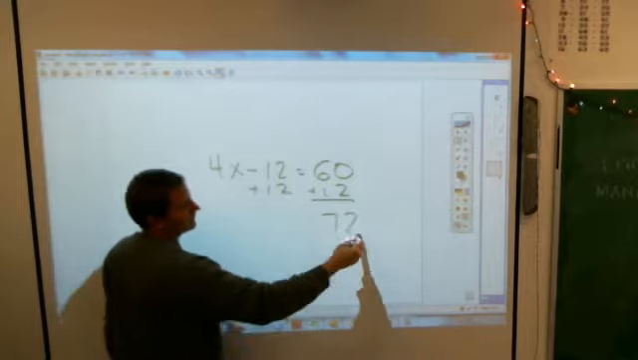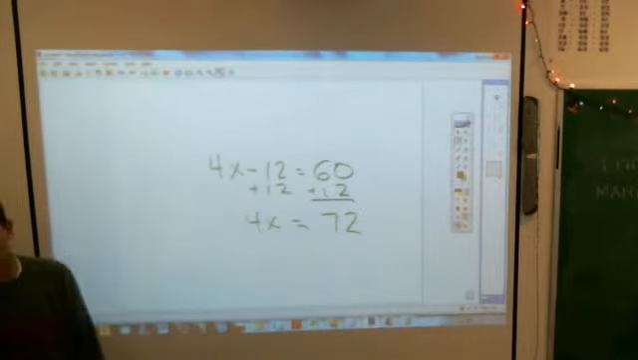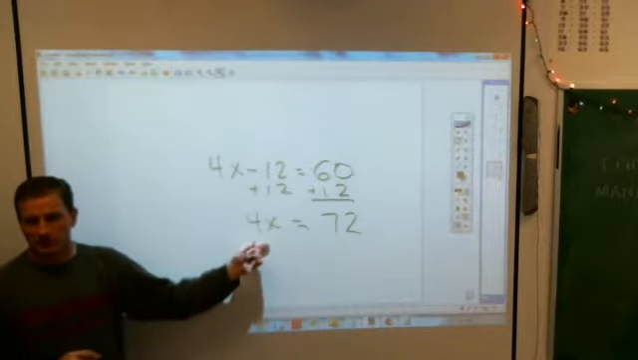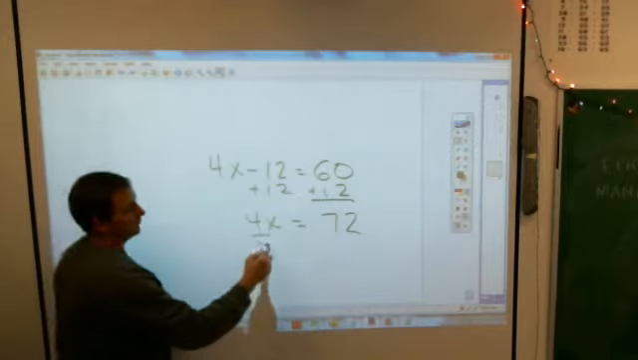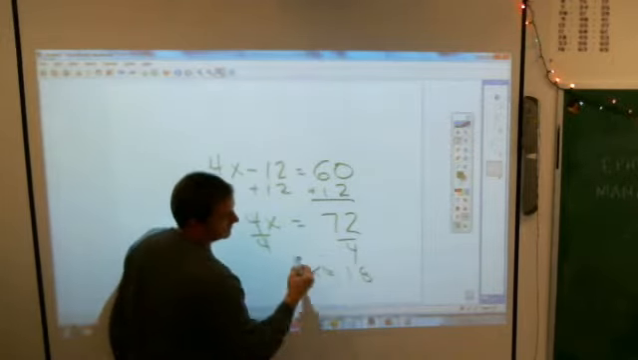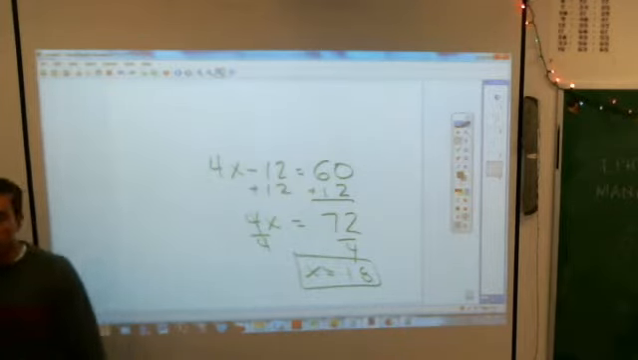So that gives you 72. And then we end up with that same multiplication thing, which you solve by doing the opposite of that, which is dividing by 4. And if you took 4 times 18, you get what? 72 minus 12 is 60.